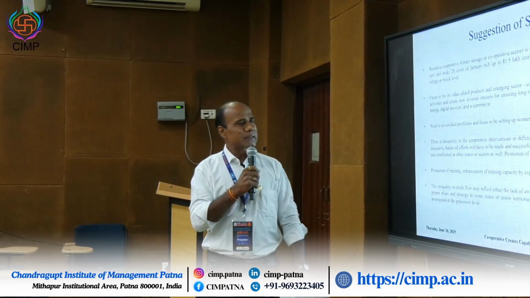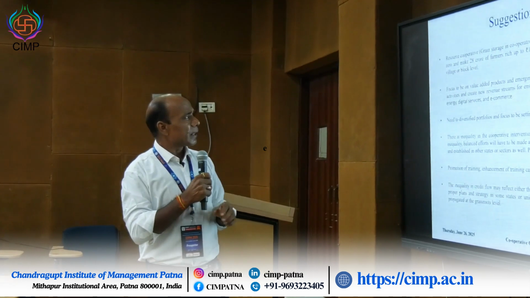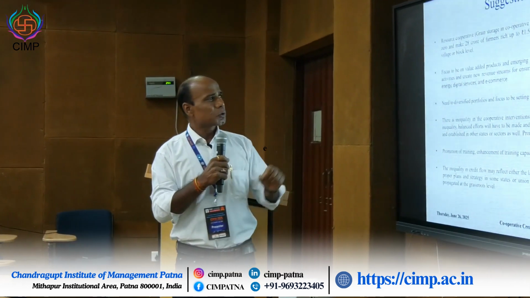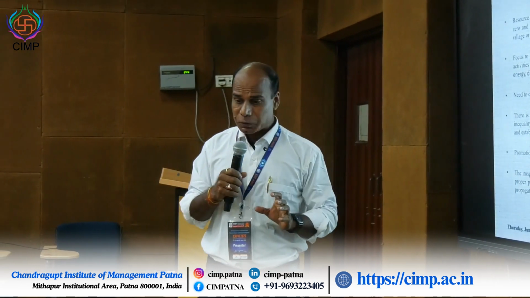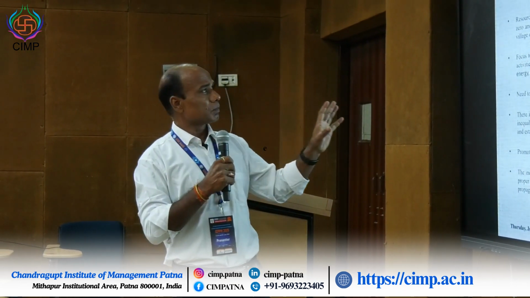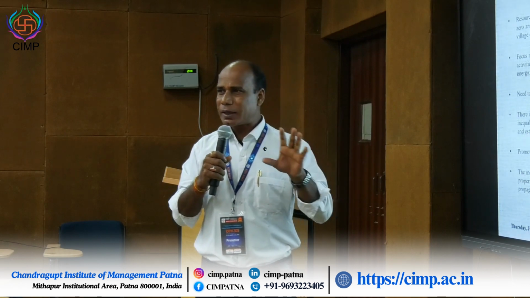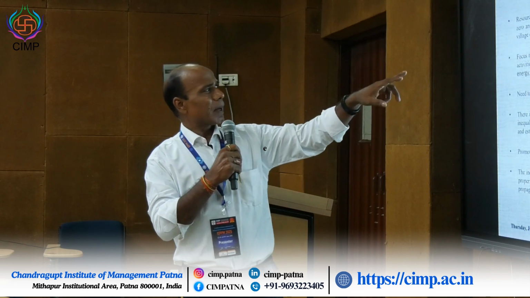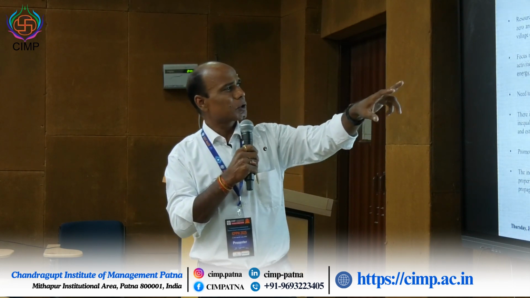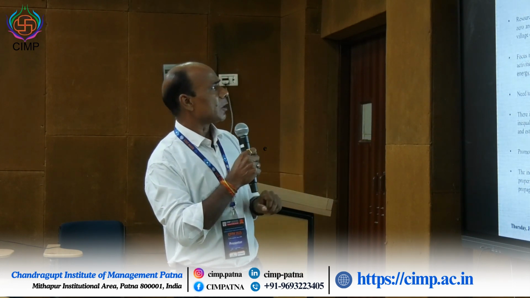Suggestions of the state, there are some suggestions. Resource cooperatives: grain storage in the cooperative sector is one of the best ways to reduce wastage. About 1.5 lakh crore rupees is actually wasted due to lack of storage capacity. So we can save 1.5 lakh crore by setting up storage cooperatives at the village or block level.